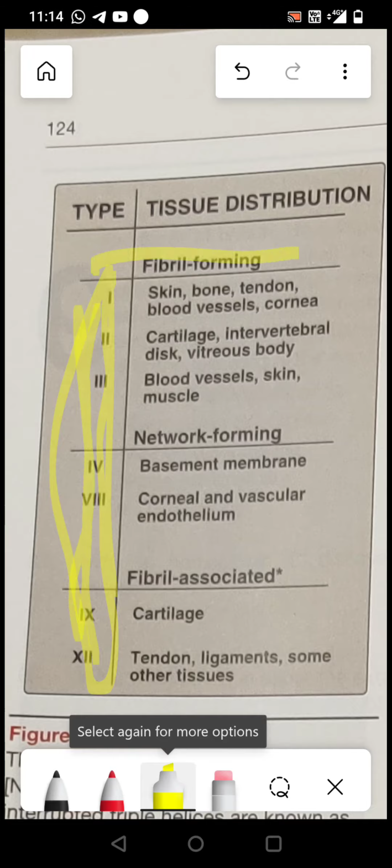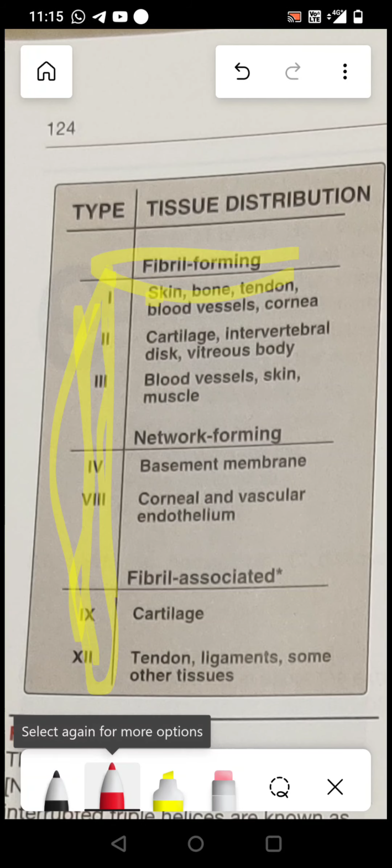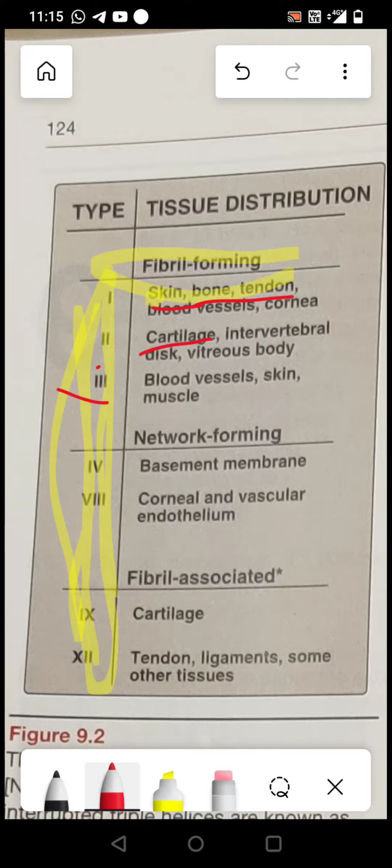The first group is fibril forming, which means fibers, and out of that you have types 1, 2 and 3. Type 1 is mainly in the skin, which is of most importance, and also the bone and tendon. Type 2, mainly remember cartilage. Type 3 is mainly blood vessels. So 1 is skin and bone, 2 is cartilage, 3 is blood vessels.